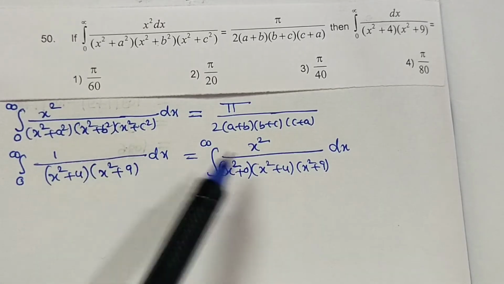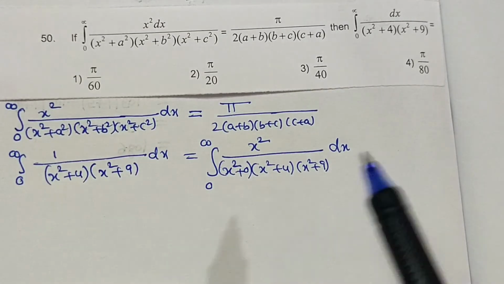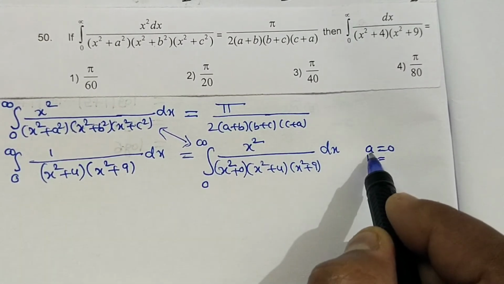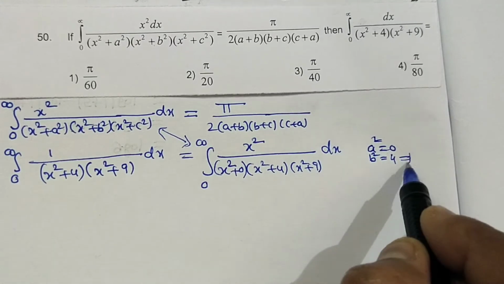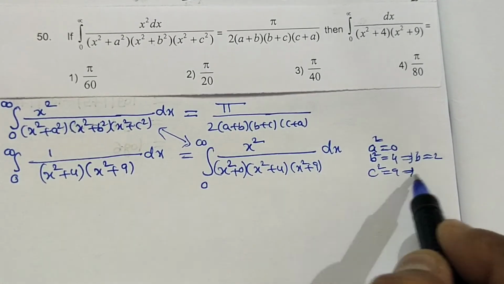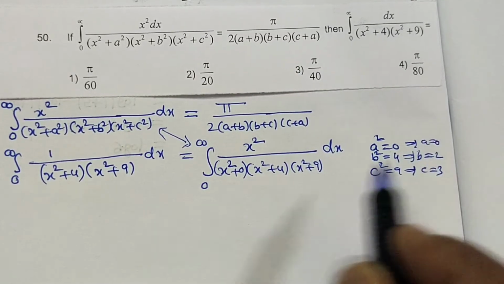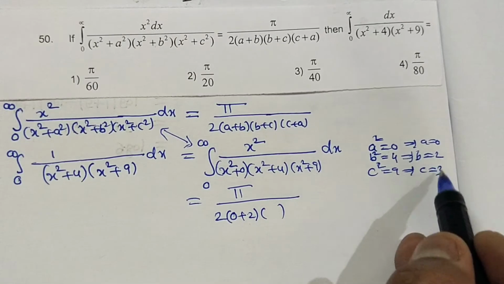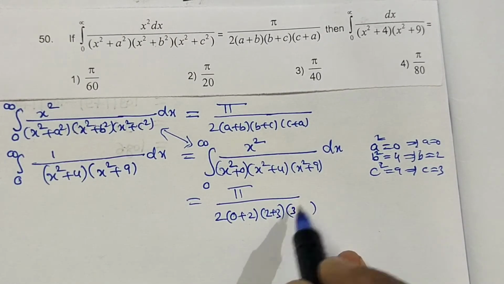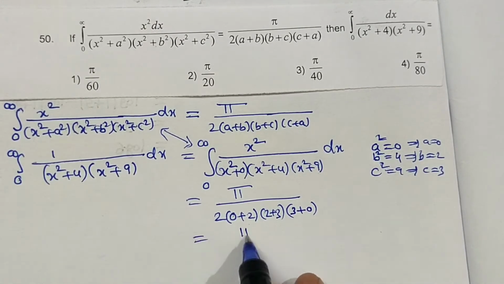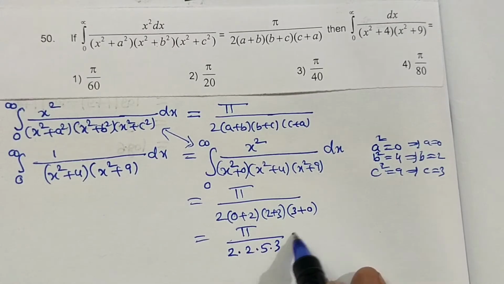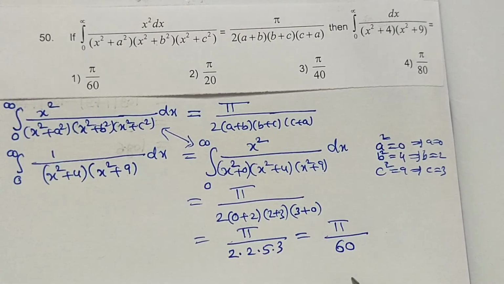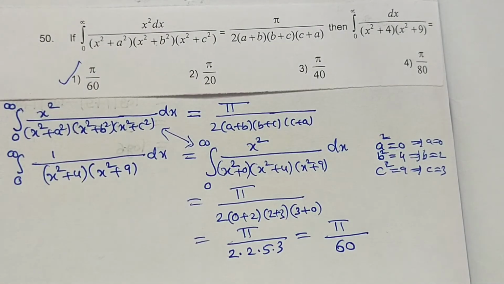a square value 0, b square value 4, c square value is 9. So from this comparison, a is equal to 0, b square equal to 4, b is equal to 2, c square equal to 9, c is equal to 3. So pi by 2 times of a plus b, 0 plus 2, b plus c, 2 plus 3, into c plus a, that means 3 plus 0, which is equal to pi by 2 into 2 into 5 into 3, which is equal to pi by 4 into 5, 20, 23 is 60. Therefore pi by 60, which is in the first option. We'll move to the next question.